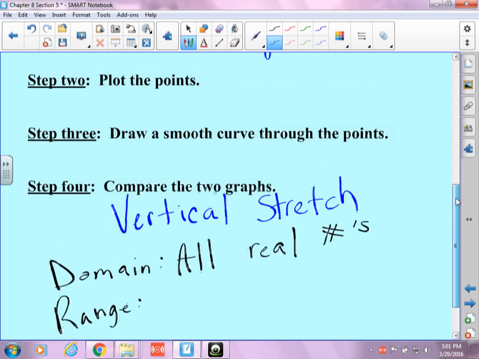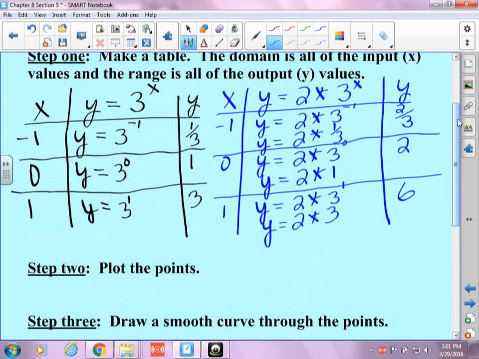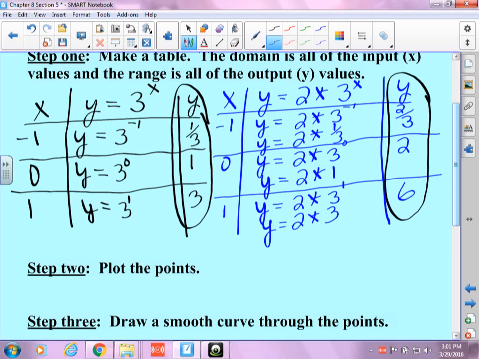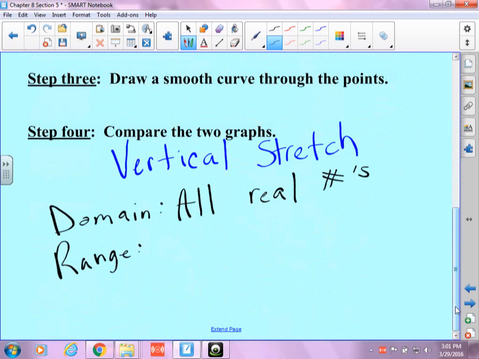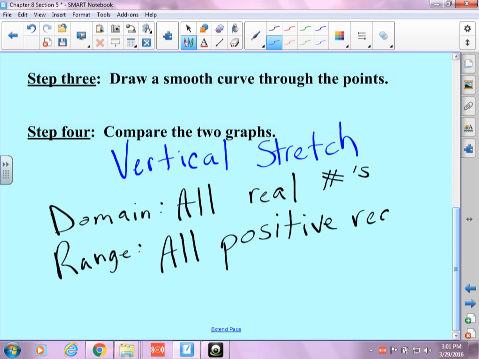When you look at the range and the numbers that we have here, you'll notice that I said we're never going to cross the x-axis. So if you take a look at the y values in the first table and the y values in the blue table, you'll notice that both of them are positive numbers. So the range in this are all positive real numbers.